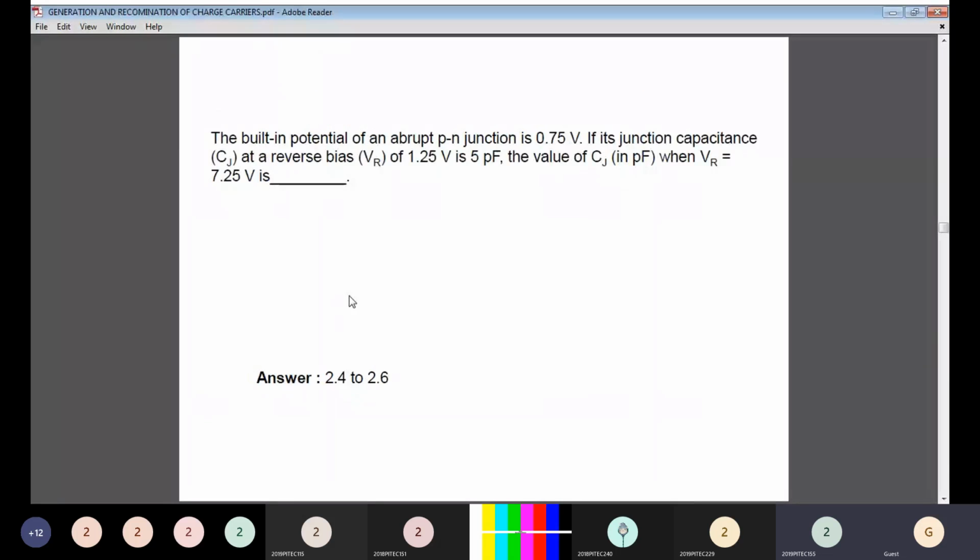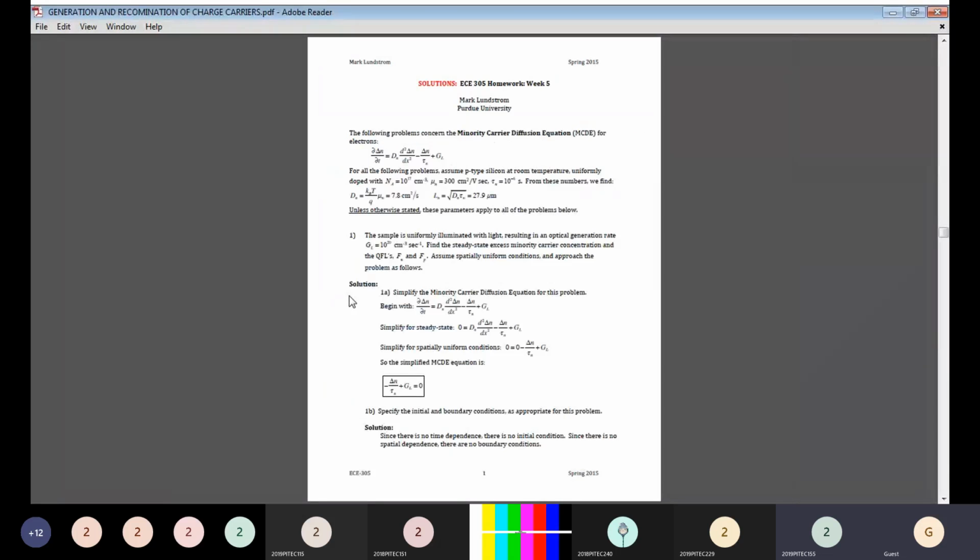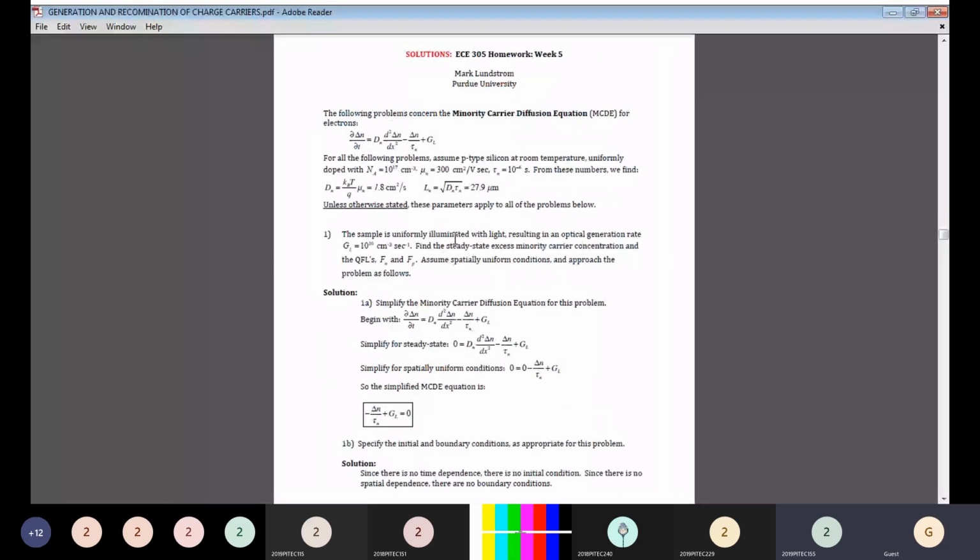Next. This we have already seen. Next. The following problems are based on minority charge carrier diffusion for electrons.